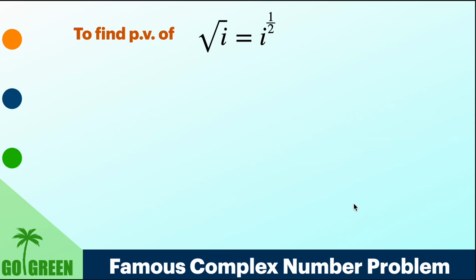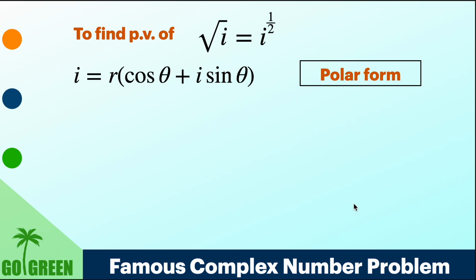Our target is to first find the principal value of square root of i. Square root means i to the power half, right? For that we need to write i in the polar form r(cos theta plus i sin theta). If this is the polar form of i, then r is the modulus of i, so r must be 1, and theta is the principal amplitude or principal argument of i, which is pi by 2, because the number i is on the y-axis, and the angle is pi by 2 with the x-axis. So r is 1 and theta is pi by 2. This is what i is.